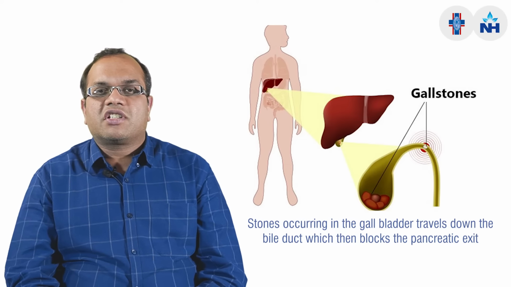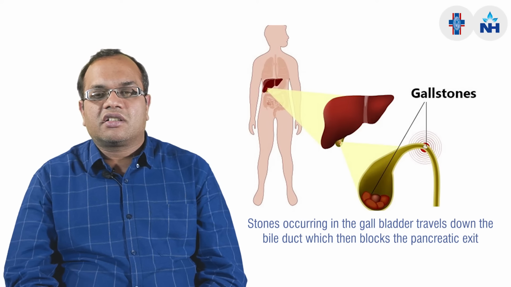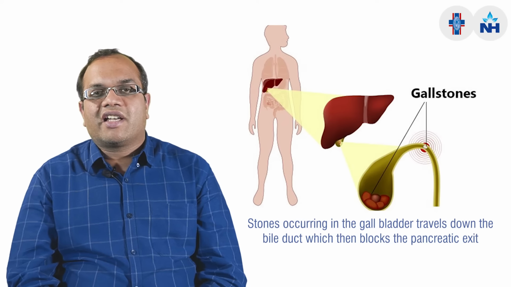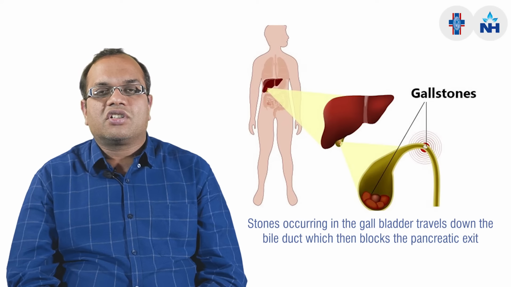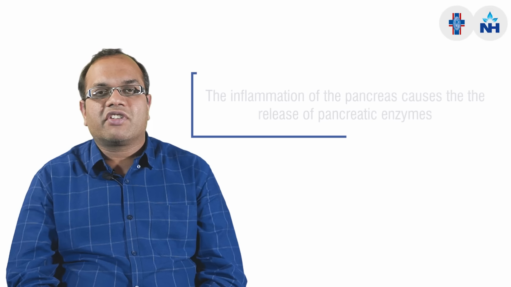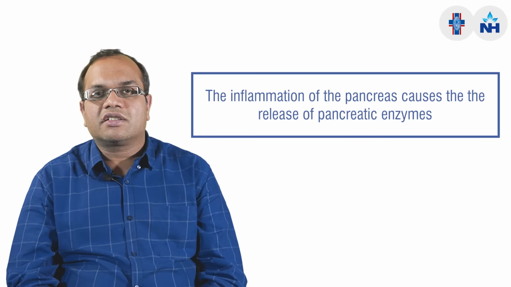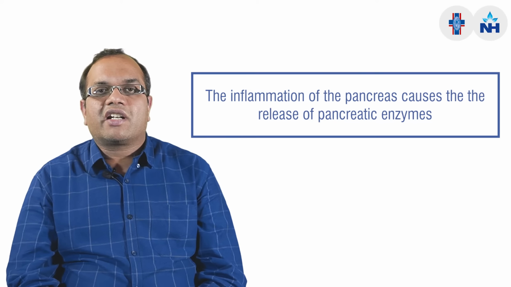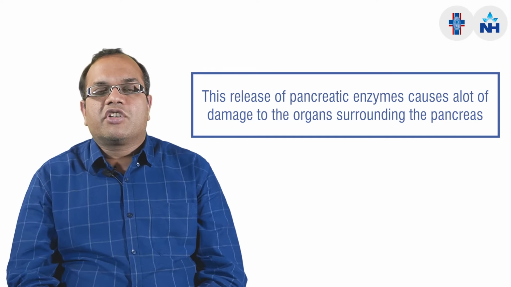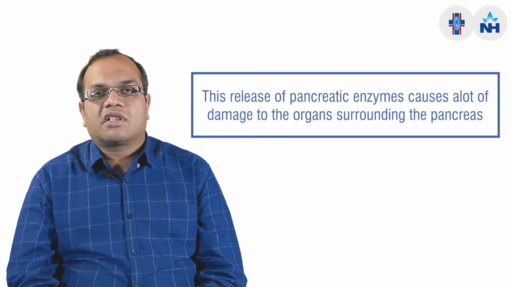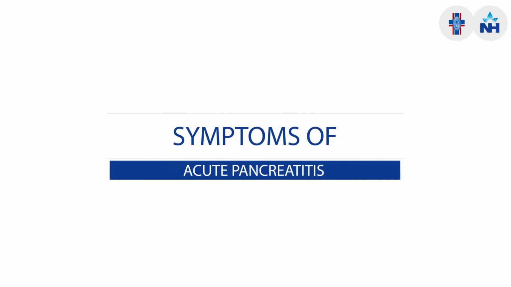A gallstone which slips down the bile duct and gets stuck at the exit of the pancreatic duct causes inflammation of the pancreas. When the inflammation of the pancreas occurs, there is release of pancreatic enzymes around, which causes damage to the surrounding organs, and a lot of fluid is released into the abdominal cavity, which causes the symptoms of acute pancreatitis. So what are the symptoms of acute pancreatitis?